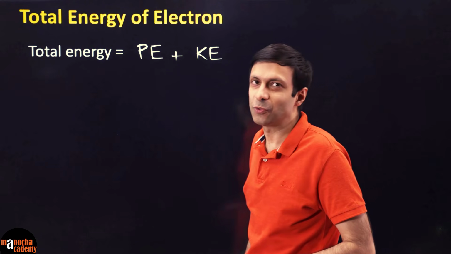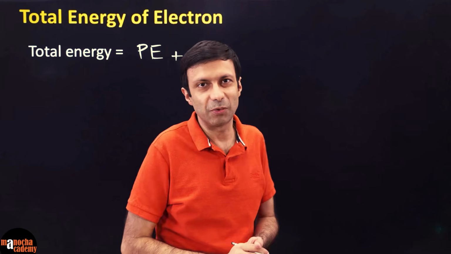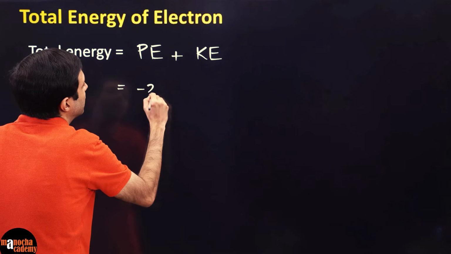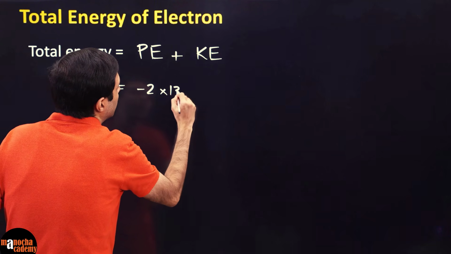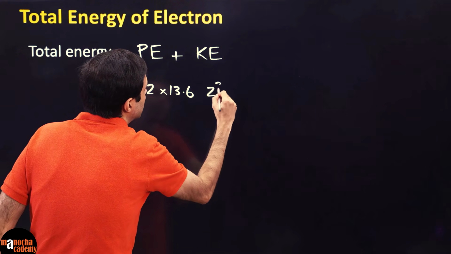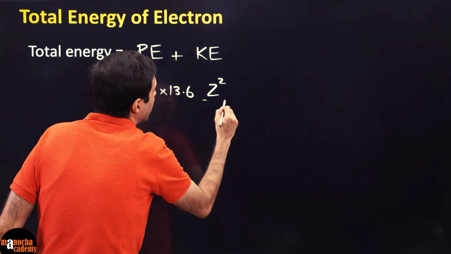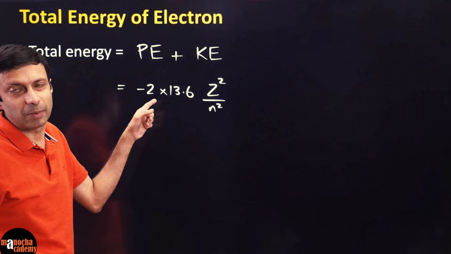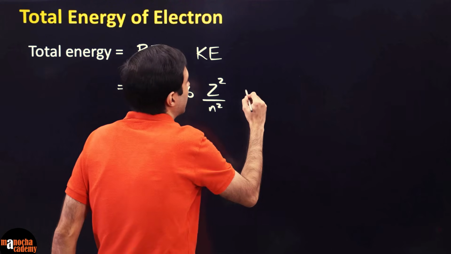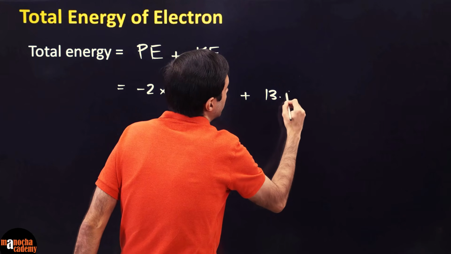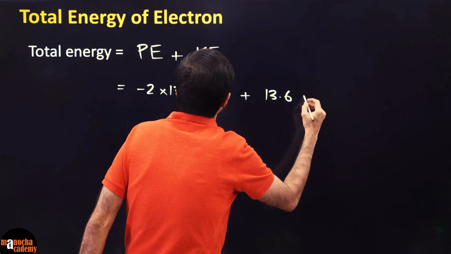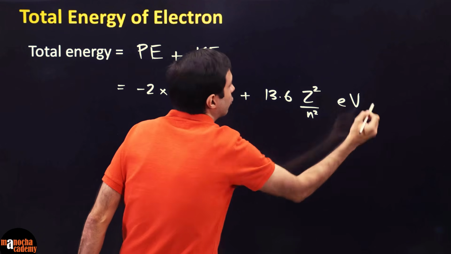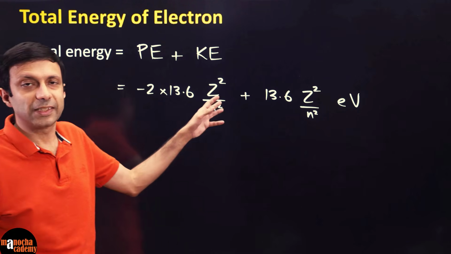And we have derived formulas for both of them. So let's go ahead and substitute the formulas. Potential energy, we saw our formula was minus 2 times 13.6 Z square by N square. Remember, potential energy was negative and it had a multiplication factor of 2. And kinetic energy was 13.6 times Z square by N square. And these are all in electron volt units. So go ahead and simplify this.